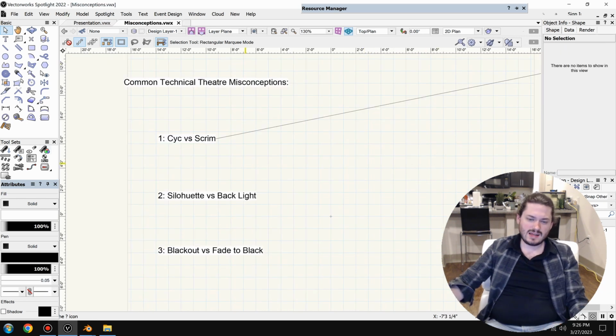The difference between a cyc versus a scrim, the difference between silhouette versus backlighting, and the difference between a blackout and a fade to black. If you already understand the distinctions between these, feel free to skip ahead in the video.